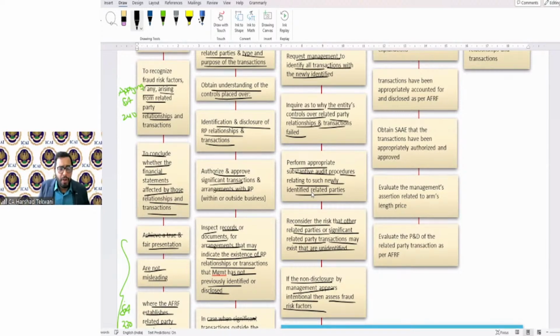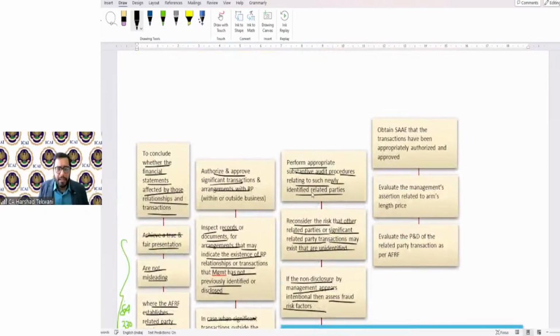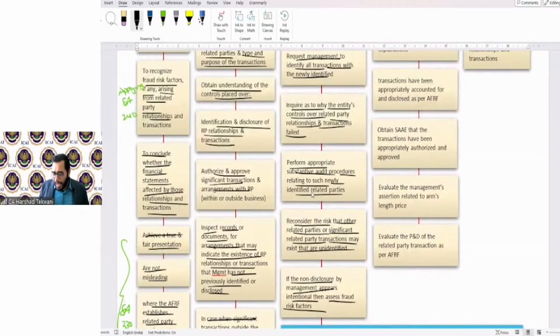So if you think there is an unidentified related party, then first of all, ask management why that was not disclosed earlier. Inform your team. Perform substantive audit procedures for the newly identified related party. And consider whether the hiding by the management was intentional. If intentional, then whether there is a chance of fraud risk factor. So you need to evaluate the fraud risk factor. That is SA 240.